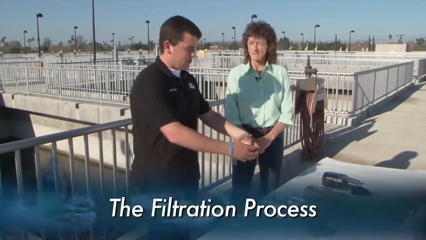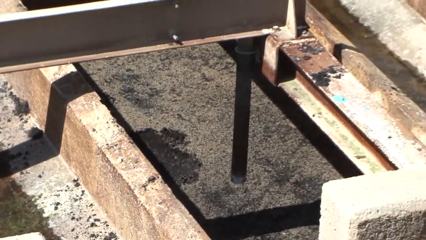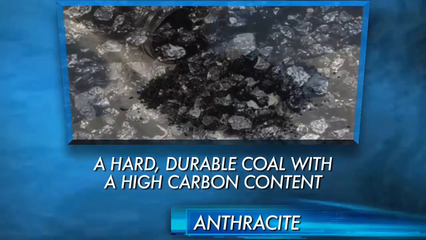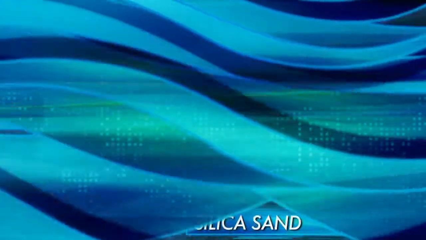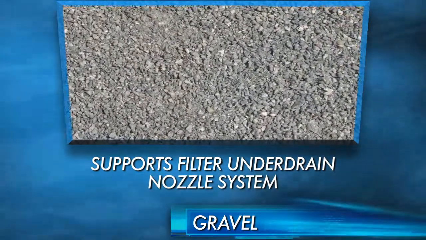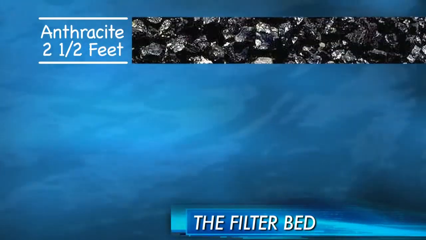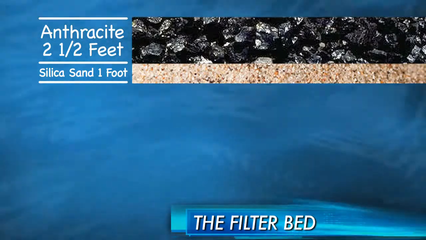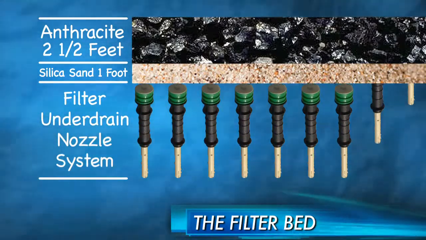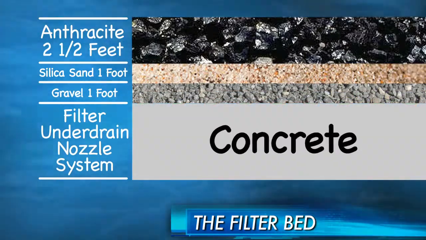All right, so we're with Kelly, and she's going to explain the three different types of media that go along with the filtration process. Okay. First of all, as I explained earlier, these are dual media filters that mainly consist of the anthracite, silica sand, and then a small amount of gravel is used for support. First of all, this train B has deep filter beds, 2.5 feet of anthracite, and then directly underneath that is 1 foot of the silica sand, and then directly under that is actually our filter underdrain nozzle system. And to support that nozzle system is the gravel. There's approximately 1 foot of gravel down in between those nozzles.